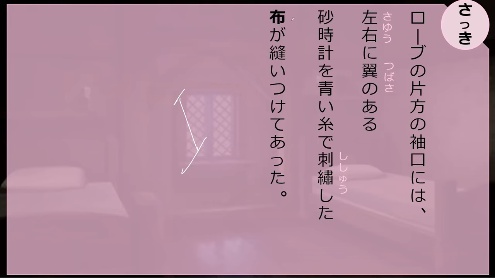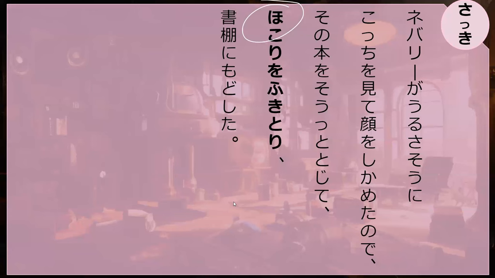How do you read this bolded word right here? Cloth is... perfect. Nuno. Nuno is correct. Do you know what fuku is, like from hokori o fukitoru? Hokori o fukitoru. Hokori, dust, fukitoru.